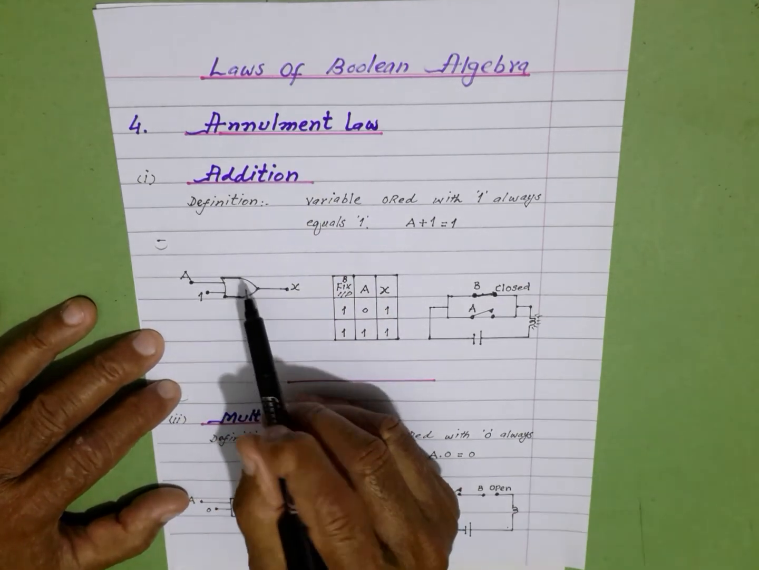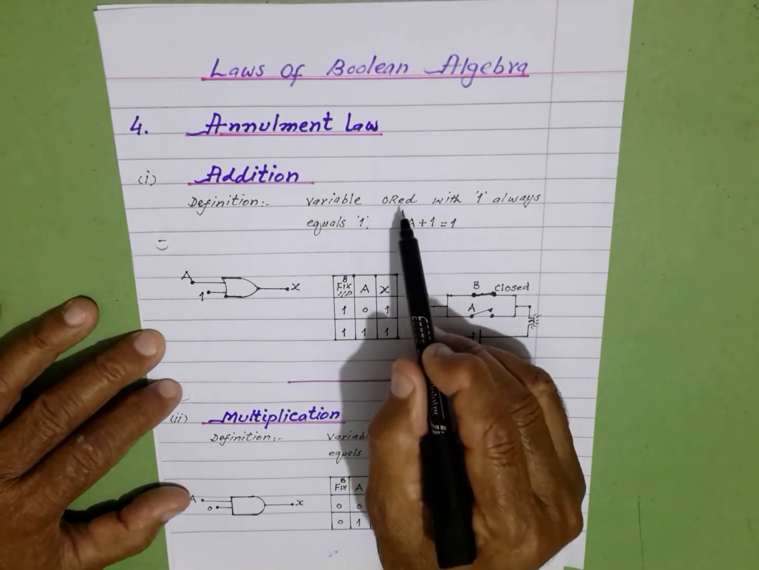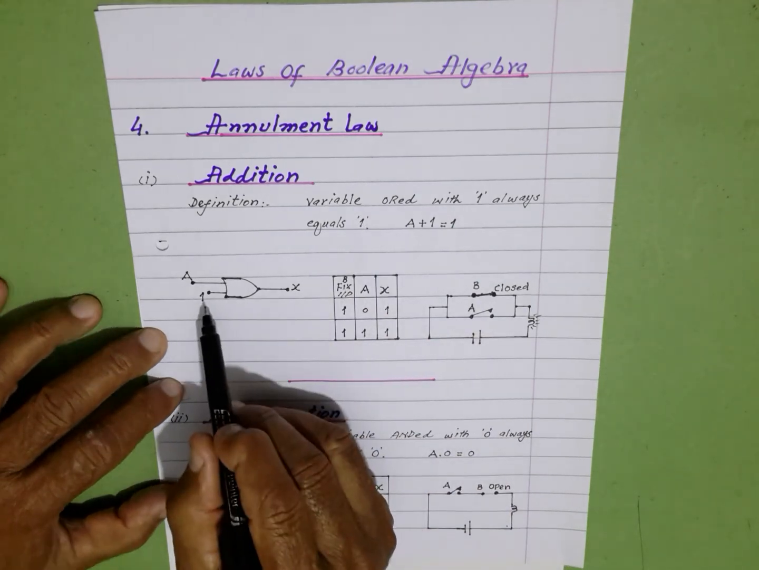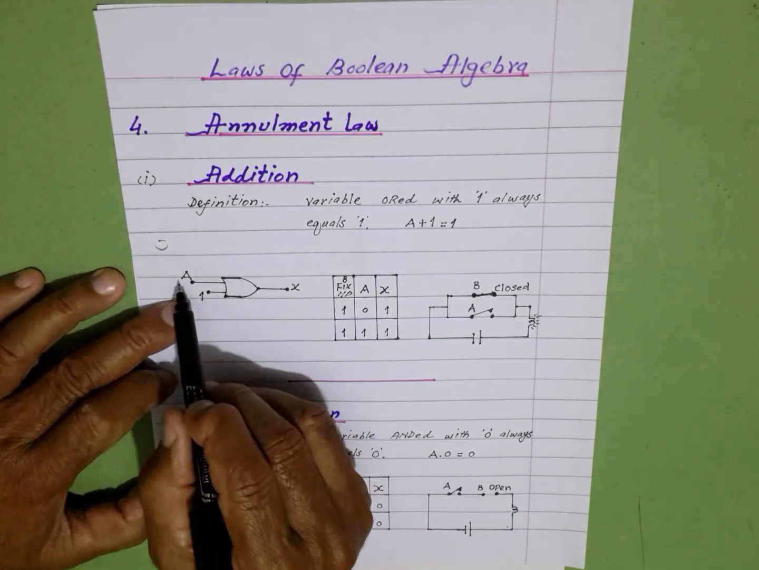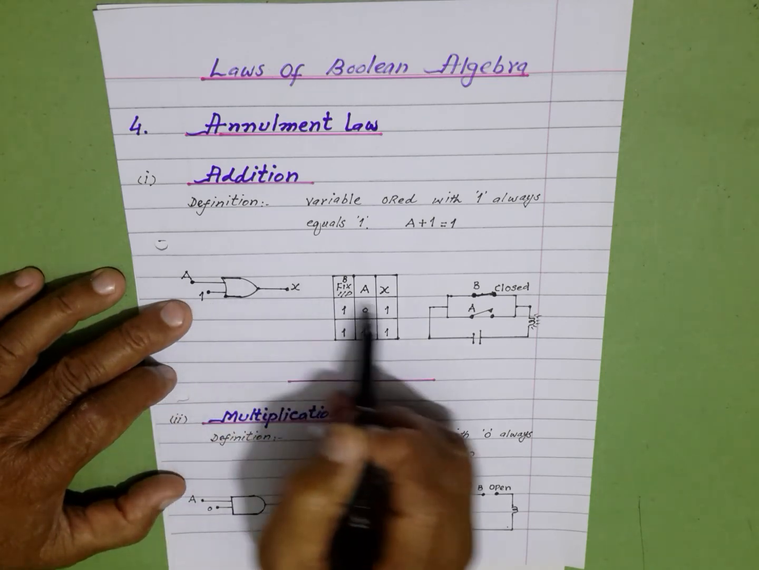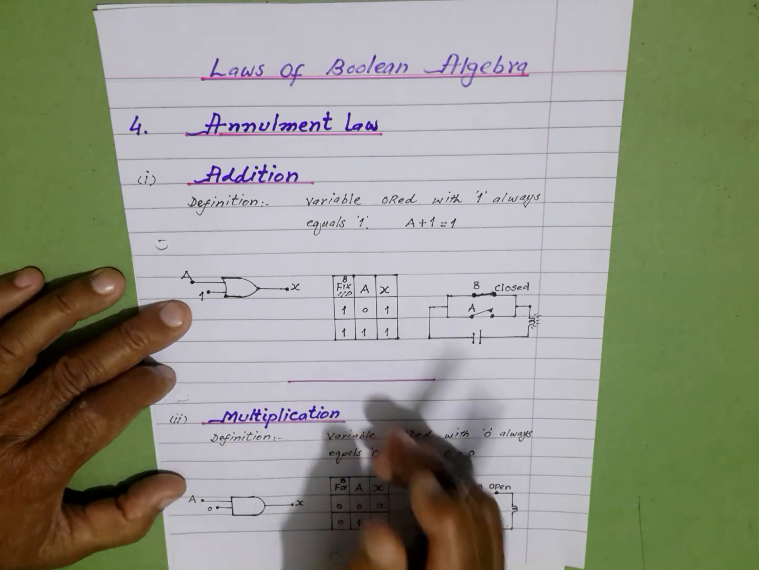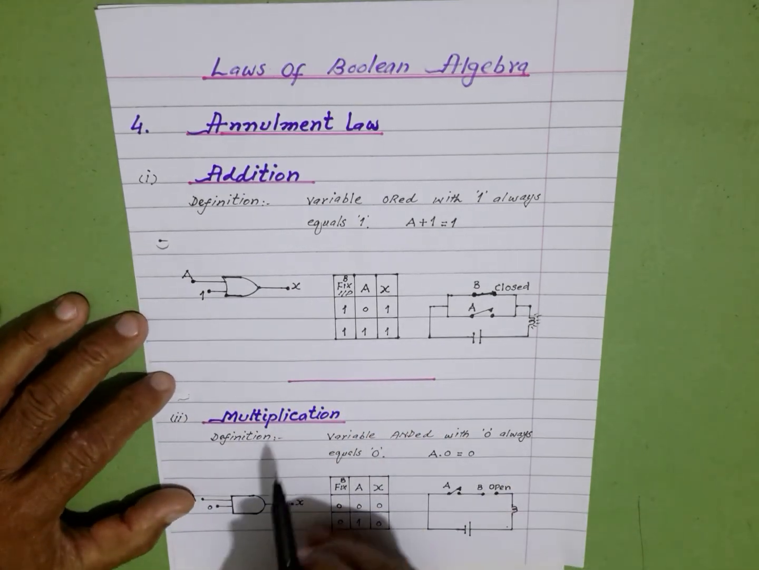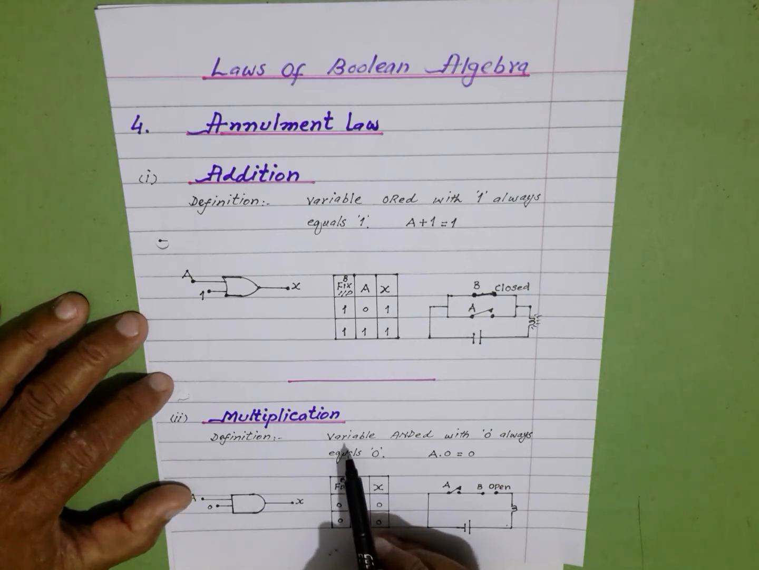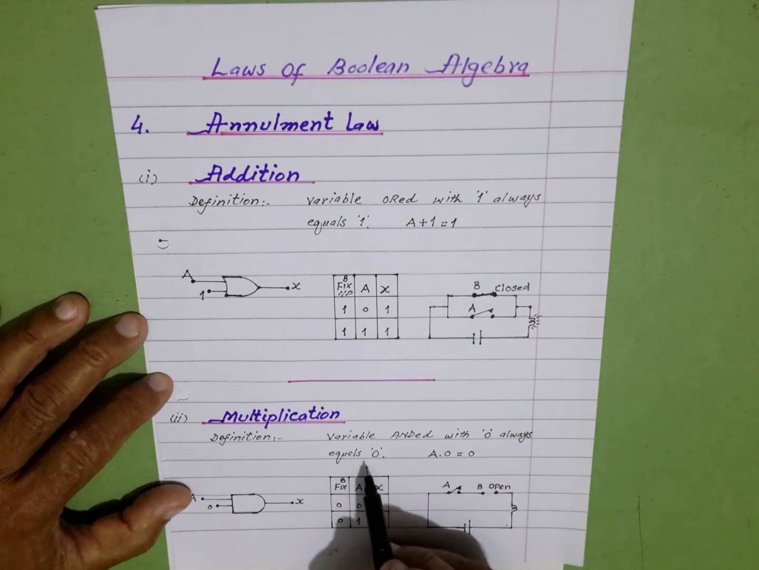It is an OR function. Definition: any variable ORed with 1 equals 1. This is a 1 variable and it is ORed with A. 0 plus 1 is 1. 1 plus 1 is 1. 1 plus 1 is 1. Going over to the second part, multiplication. It is defined, variable ANDed with 0 always equals 0.